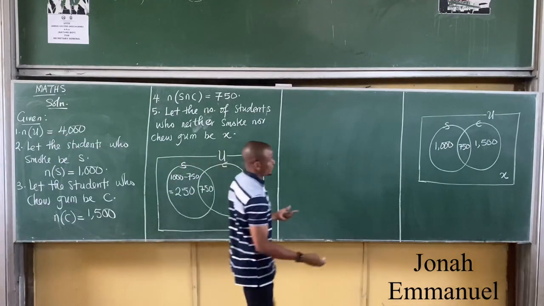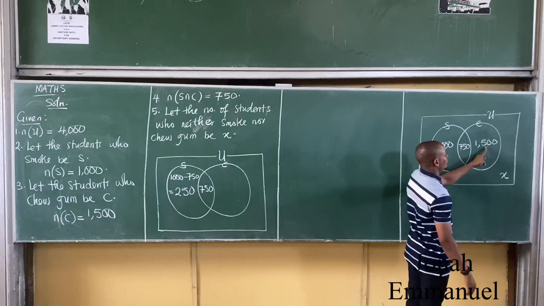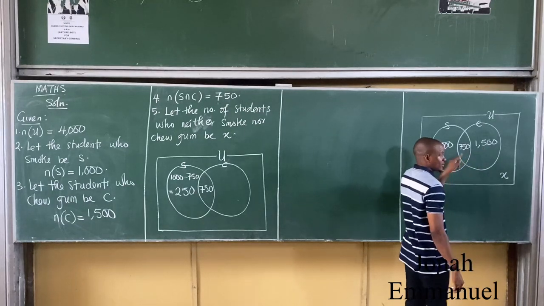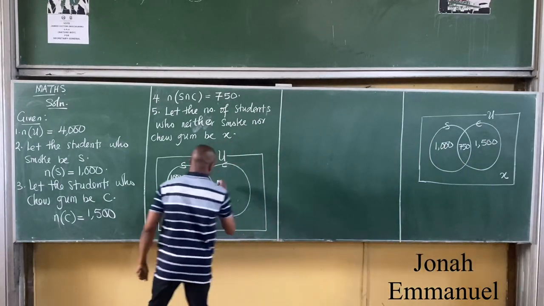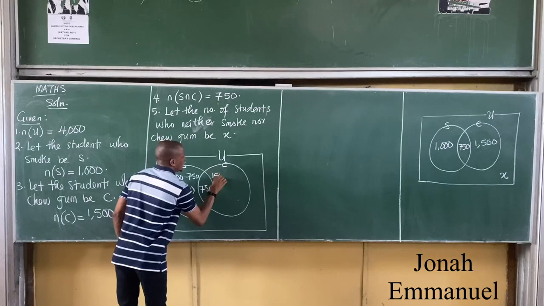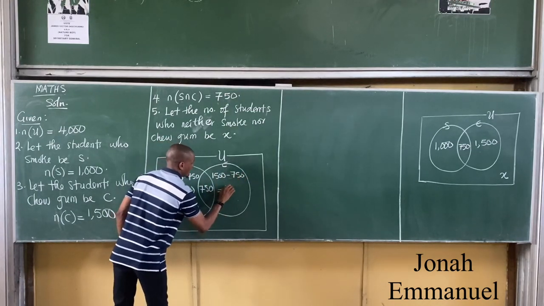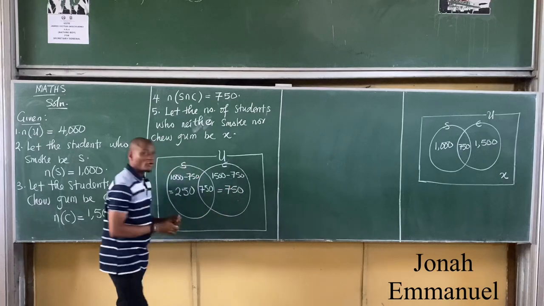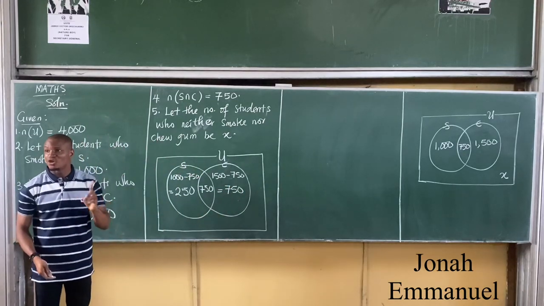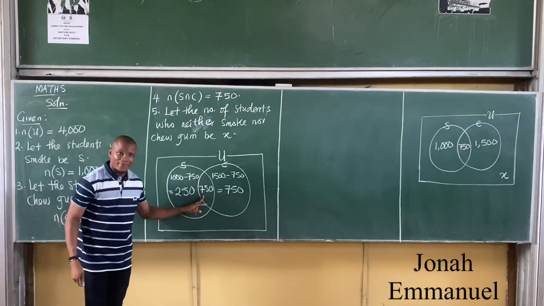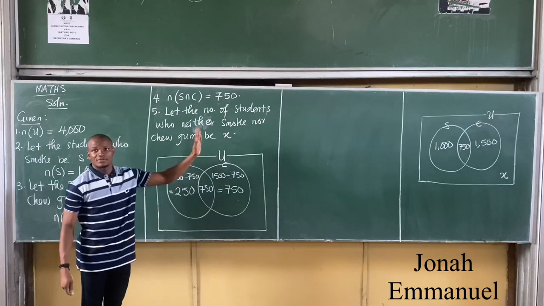These parts are the same thing. I'm having 1500, of course, minus this. So it becomes 1500 minus 750. This gives you what then? 750. Please don't forget, the only part that does not change is what then? The inner part. The other ones have changed.